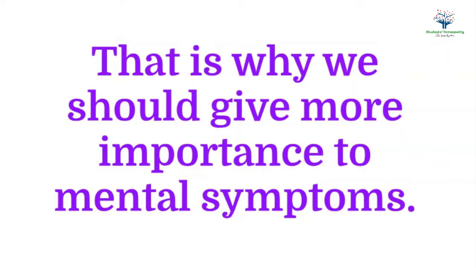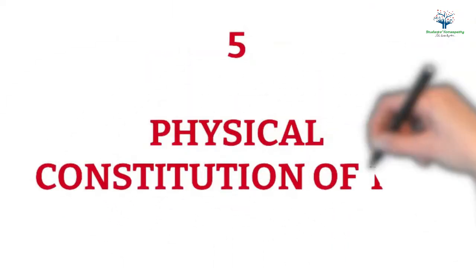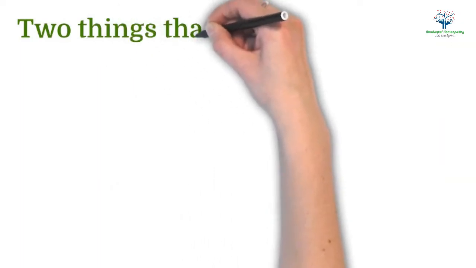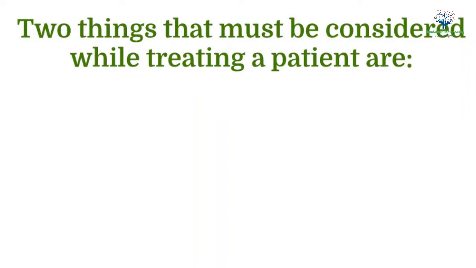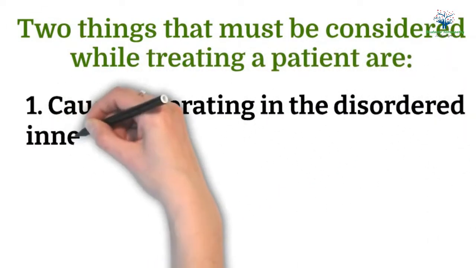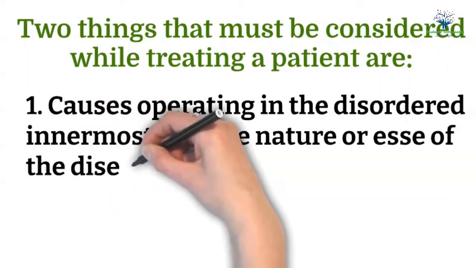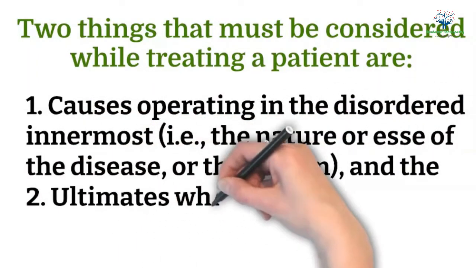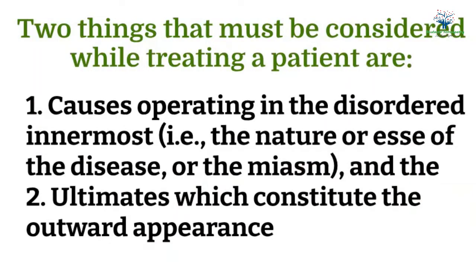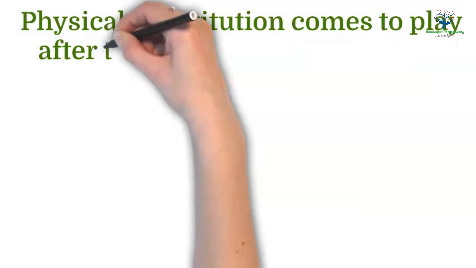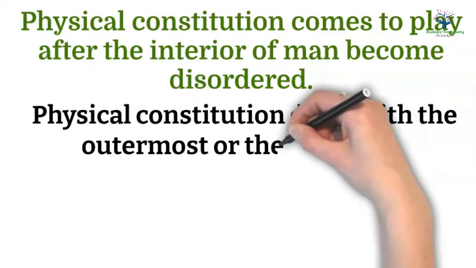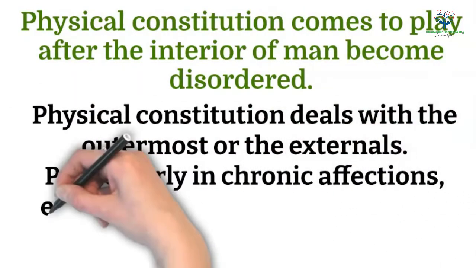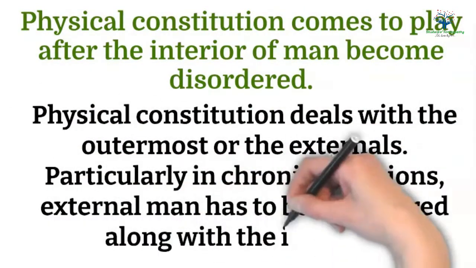Then let's discuss the physical constitution of the patient. Two things must be considered while treating a patient: the causes operating in the disordered innermost, that is the nature or ease of the patient or the miasm, and the ultimates which constitute the outward appearance. Physical constitution comes into play after the interior man becomes disordered. Physical constitution deals with the outermost or the externals. Particularly in chronic affections, the external man has to be considered along with the internal.